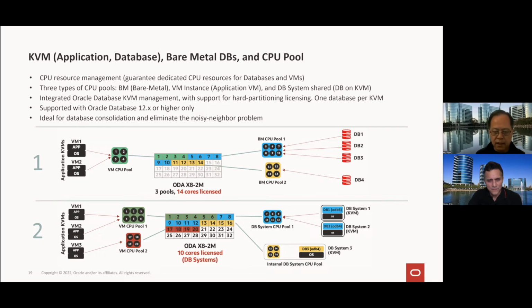In this case, even though you have 32 cores enabled, you just have to license 10 because those are the 10 cores used by the 3 databases in KVM. So it's a very good way of consolidating applications and databases, yet at the same time control your license costs. Okay.